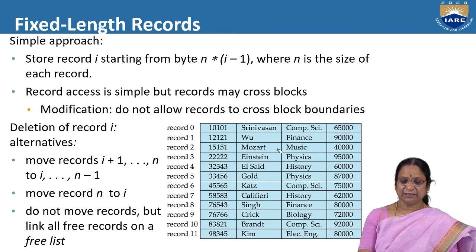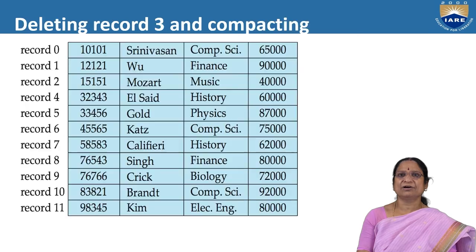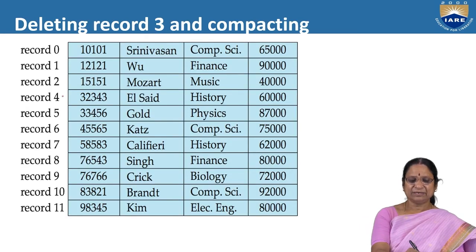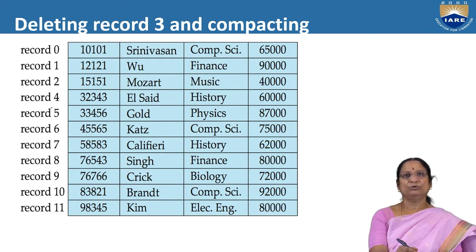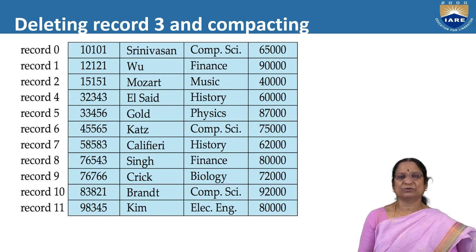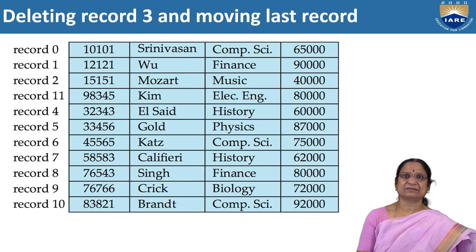If it is deleted, the next record has to come up like that. So you observe record 2 is deleted, record 3 is deleted, 4 is moved to the third place, 5 is moved to the fourth place, and so on and so forth. But so many records have been moved, no? It's an expensive, costlier process.